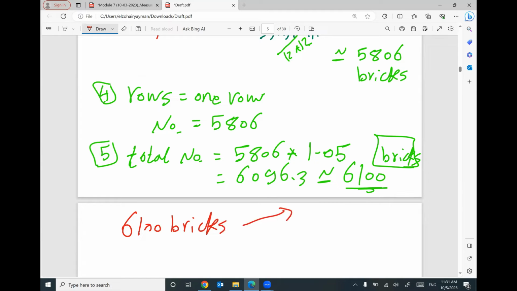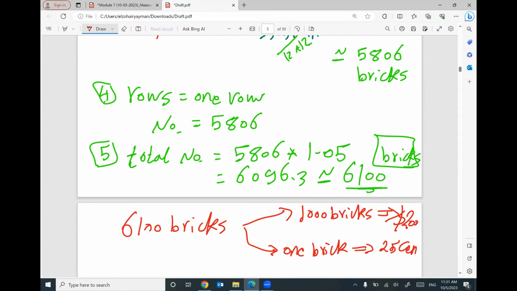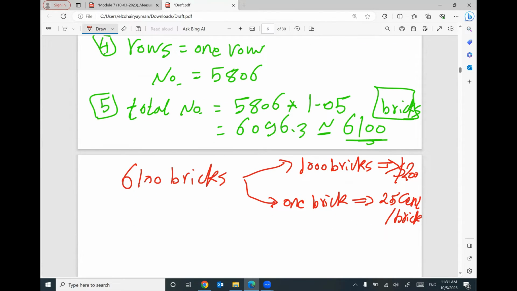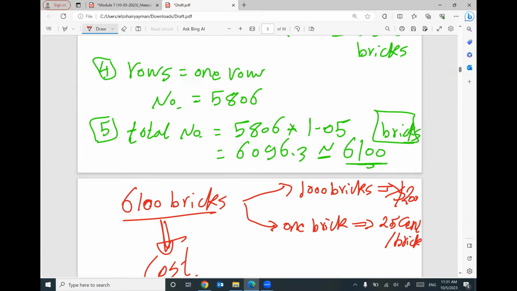Later, maybe for each 1,000 bricks, the cost of this material will be $200, for example. Or later, for each 1 brick, the cost will be 25 cents each brick. Whatever the price of unit, I can convert this number to cost as a cost estimator. That makes sense? But right now, we are focusing only on the quantity takeoff, how many bricks we need to order. Later, we will convert this number to a real cost.